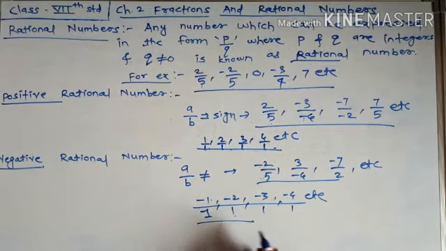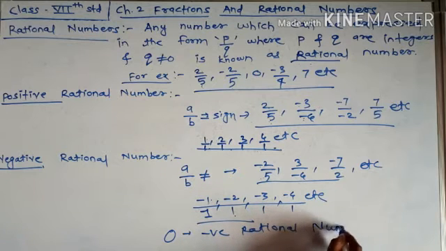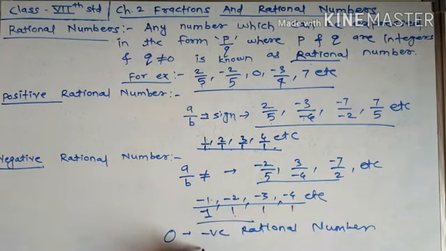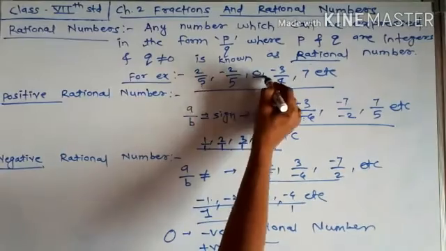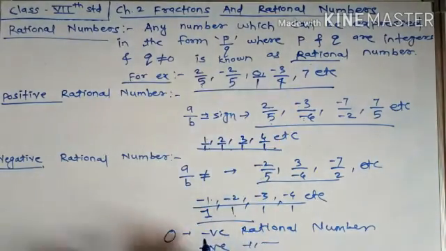And here note the point that 0 is neither a negative rational number nor a positive rational number. Why? Because 0 can be written as 0 upon 1. That means 0 is a rational number, but it is neither a negative rational number nor a positive rational number.